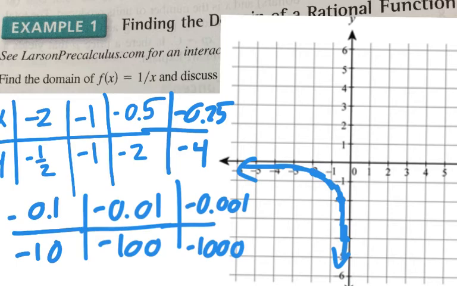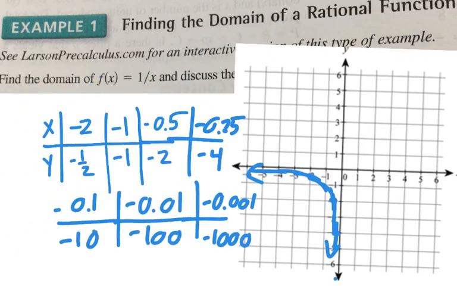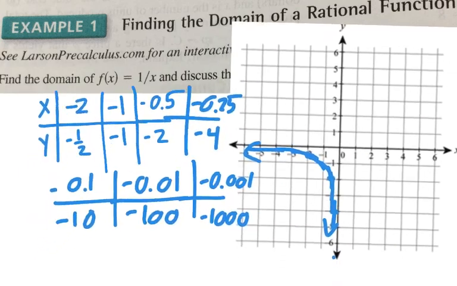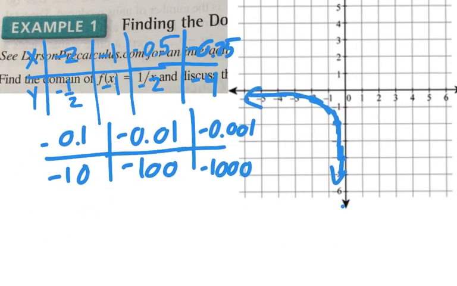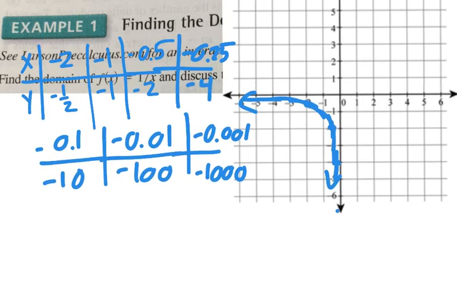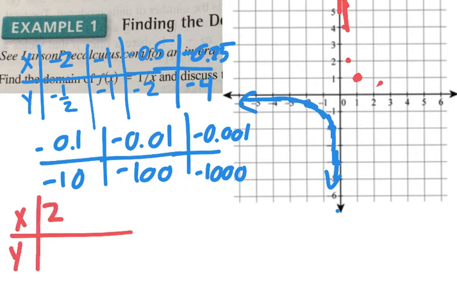So we started with negative 2 before. Let's start with positive 2. Okay, so we'll just have to deal with it. All right, if I plugged in 2, what's the y value going to be? It would be 1/2, right? 1 over 2. So I go to 2, 1/2, and right here my graph would be.